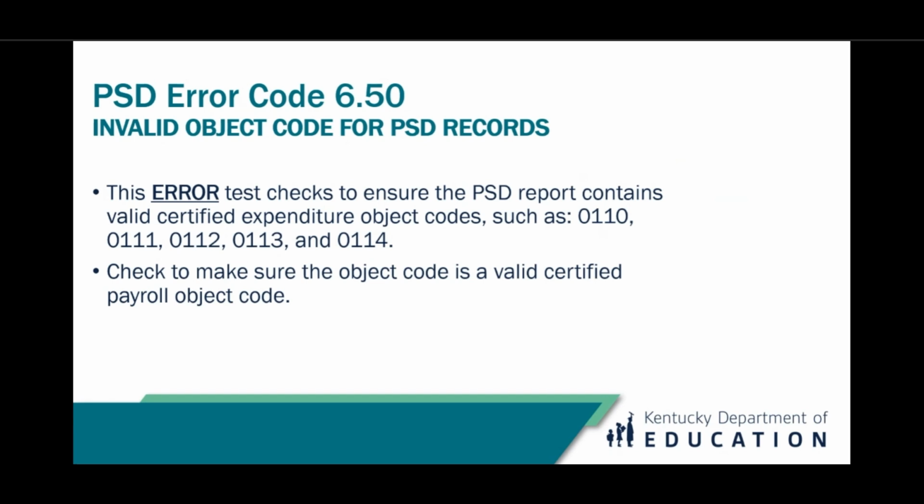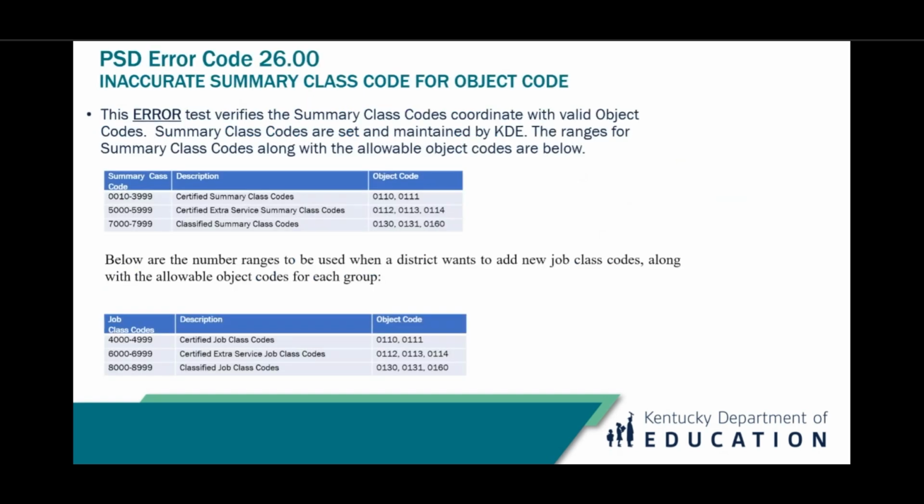So PSD error code 650, which is an invalid object code for PSD records. This error test checks to ensure the PSD record contains valid certified expenditure object codes, such as 0110, 11, 12, 13, and 14. You just want to check to make sure the object code is a valid certified payroll object code. And error code 26, which is an accurate summary class code for the object code. This error test verifies the summary class codes coordinate with valid object codes.